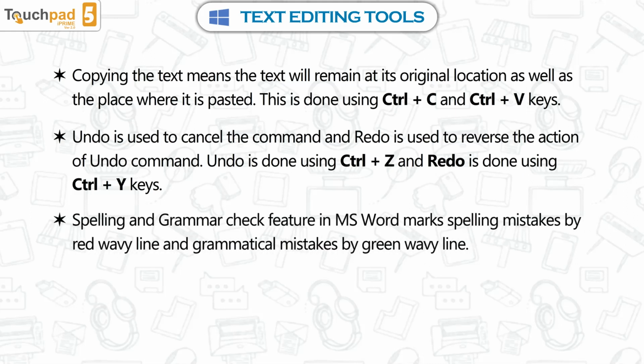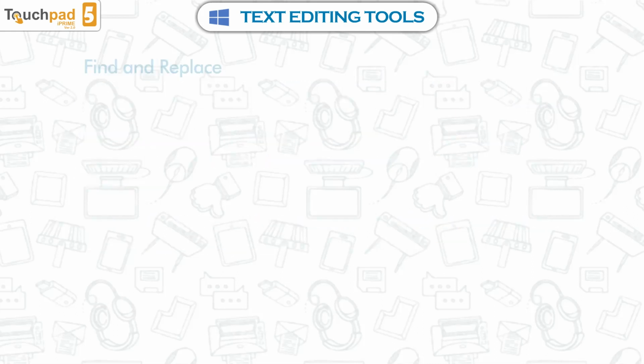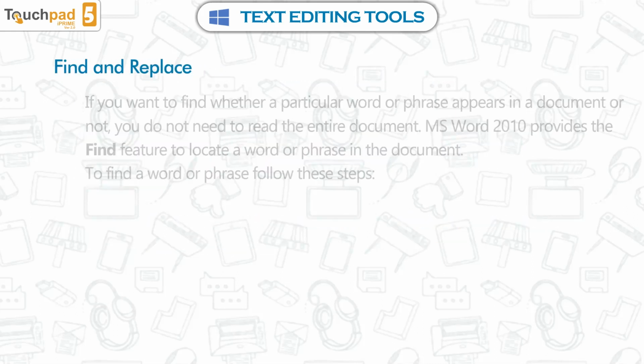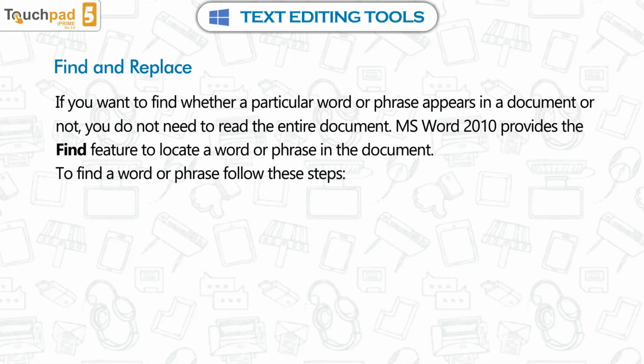The spelling and grammar check feature in MS Word marks spelling mistakes by red wavy line and grammatical mistakes by green wavy line. Find and replace. If you want to find whether a particular word or phrase appears in a document or not, you do not need to read the entire document. Word 2016 provides the Find feature to locate a word or phrase in the document.